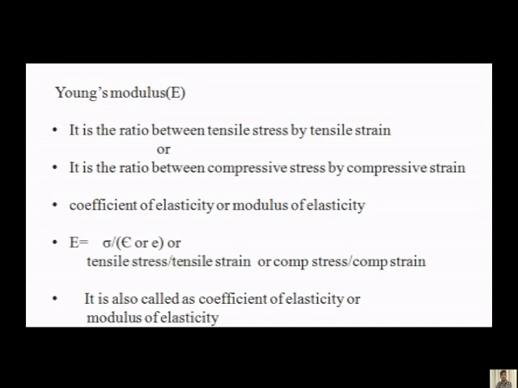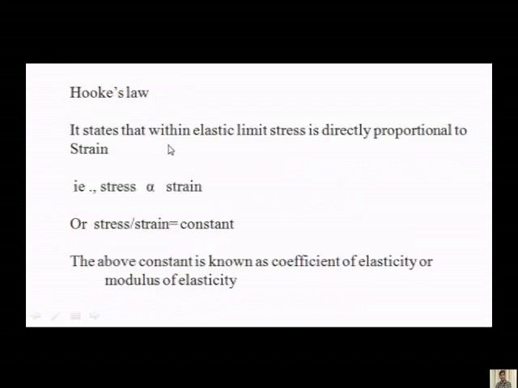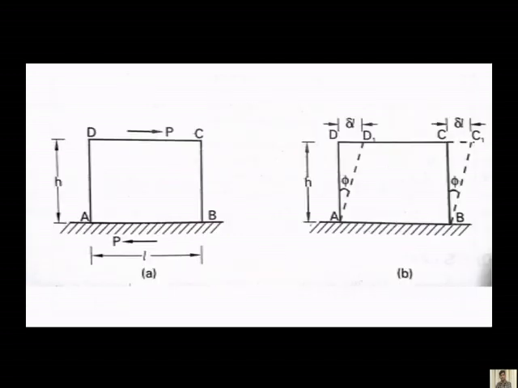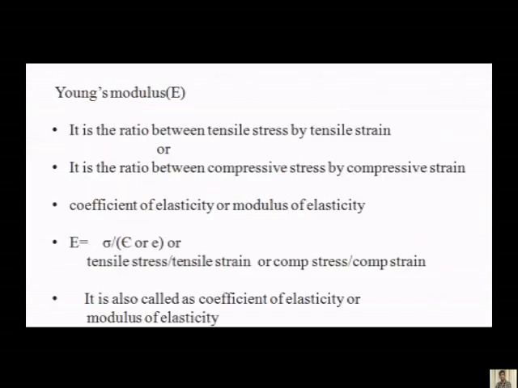So therefore, as we studied in Hooke's law, the constant value, coefficient of elasticity or modulus of elasticity, is also known as Young's modulus. So here we studied Hooke's law. What is Hooke's law? Stress is proportional to strain, and when you remove the proportionality you get a constant, and that constant quantity is known as the coefficient of elasticity. The same elastic quantity, the modulus of elasticity, we call Young's modulus. It is represented by capital E.